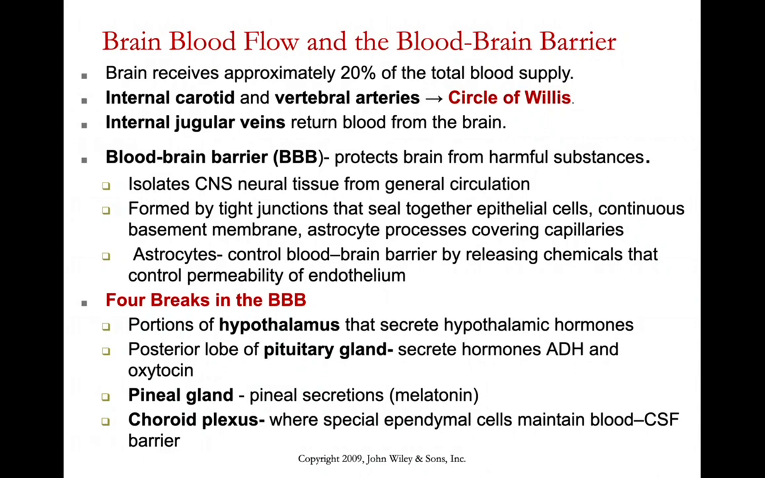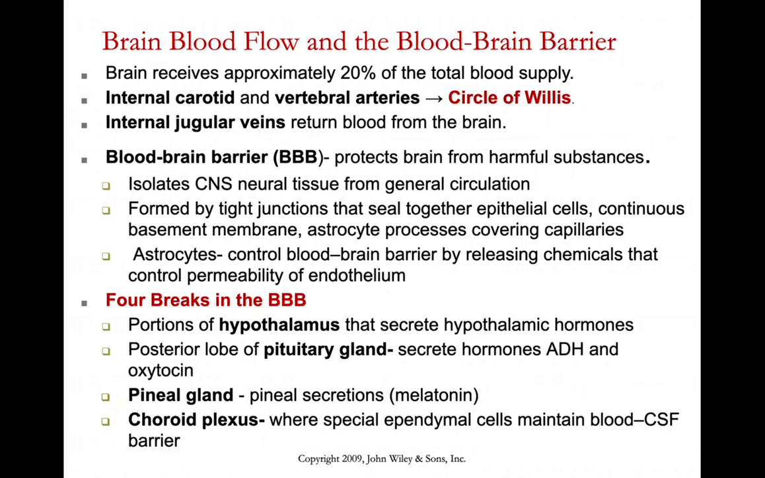Our blood-brain barrier protects the brain from harmful substances. It's going to isolate the CNS neural tissue from the general circulation. This is going to be formed by using tight junctions that seal together the epithelial cells. So you'll have a continuous basement membrane. And then astrocyte processes are going to cover the capillaries. So these astrocytes will control the blood-brain barrier by releasing chemicals that will control the permeability of the endothelium. There are 4 areas where there are breaks in the blood-brain barrier.